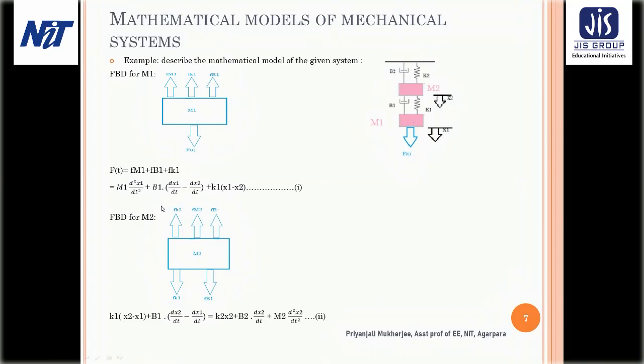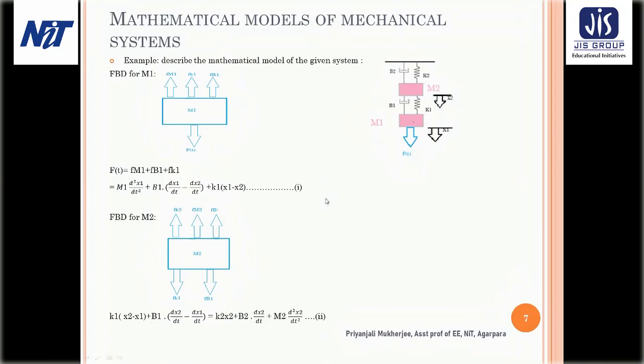Next we have to consider the mass 2. Now mass 2 is connected with both B2 and K2. So when mass 2 goes in the direction of the displacement, B2 and K2 both are extended, and for the extended spring, the F of K2 and F of B2 will be in the outward direction, because for an extended spring or extended damper, the force working is outward from the body. And due to this displacement, the inertia force will act in the opposite direction of the displacement. So F of M2 is acting in the above direction.